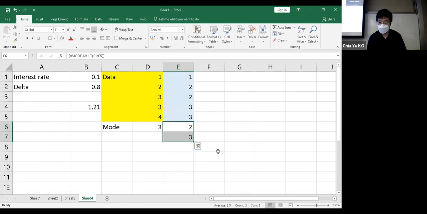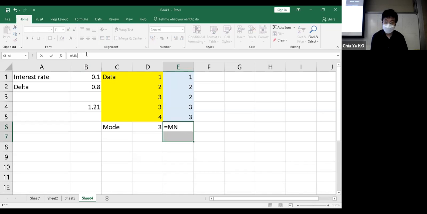Oh, I see. I need a shift control enter. So let me try again. I almost forgot. So I highlight the two cells, I type mode, and I highlight this for the formula, and I shift control enter.